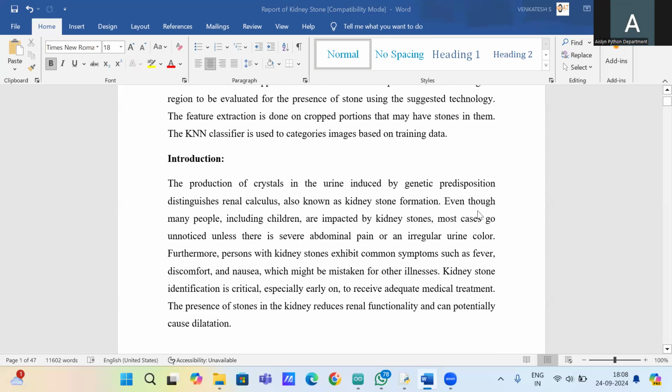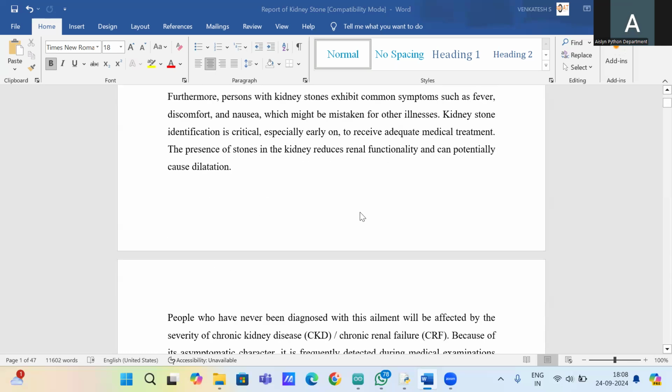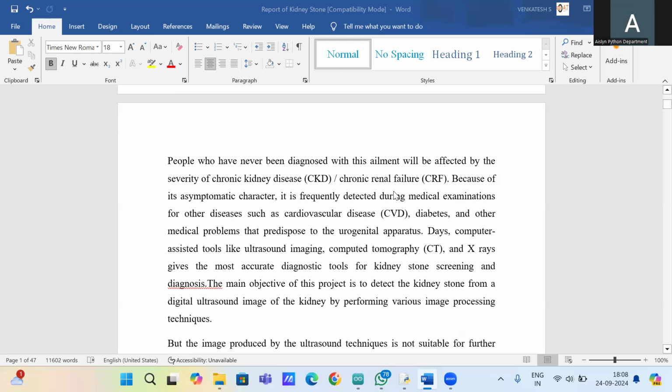In our introduction, a person with a kidney stone exhibits common symptoms such as fever and discomfort, which might be taken for other illnesses. Kidney stone identification is critical, especially at an early stage, to receive adequate medical treatment. The presence of stone in the kidney reduces renal functionality and can potentially cause dilatation. People who have never been diagnosed with the ailment can be affected by the severity of chronic kidney disease and chronic renal failure because of its chronic character.